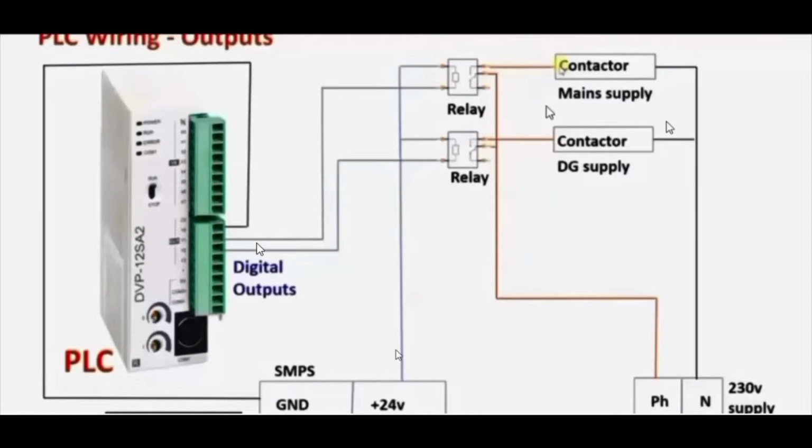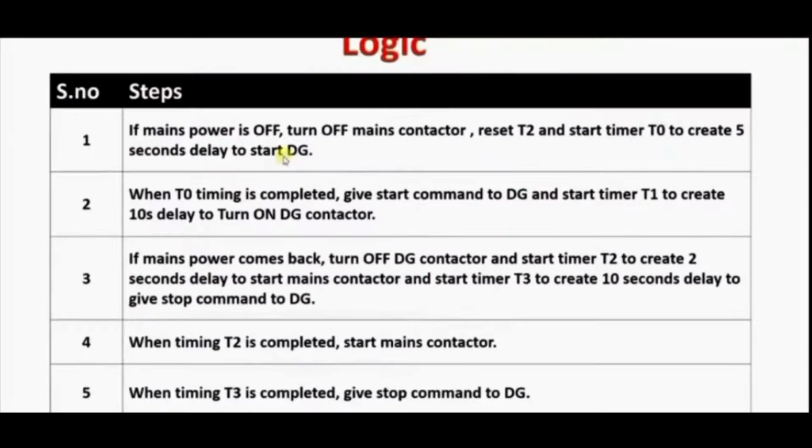So if Y0 is on, the first relay will be on and it will turn on the mains supply contactor. Similarly, if Y1 is on, the second relay will be on and it will turn on the DG supply contactor. Now let us look at the logic required to create this program, guys.